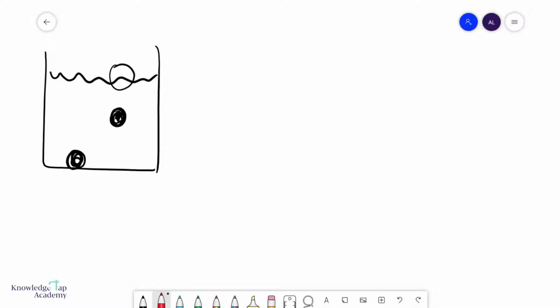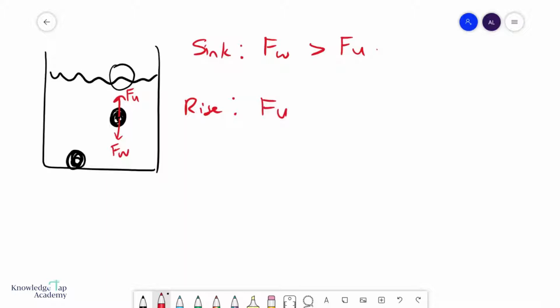At any one time, assuming that the water is incredibly still, we have the weight acting downwards, and we have the upthrust. It turns out that if you sink, the weight must be greater than the upthrust. And if you rise, then the other thing must be true: the weight must be smaller than the upthrust. And if you're in limbo, basically floating around, then they are equal.